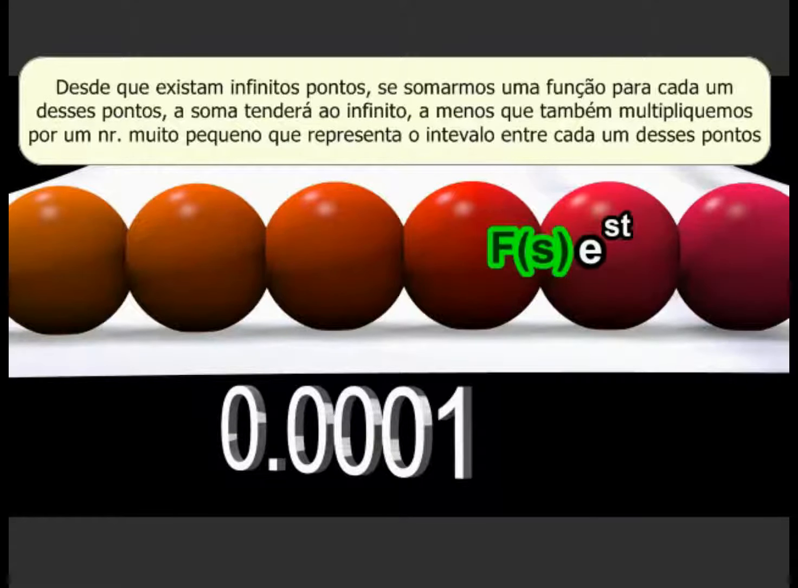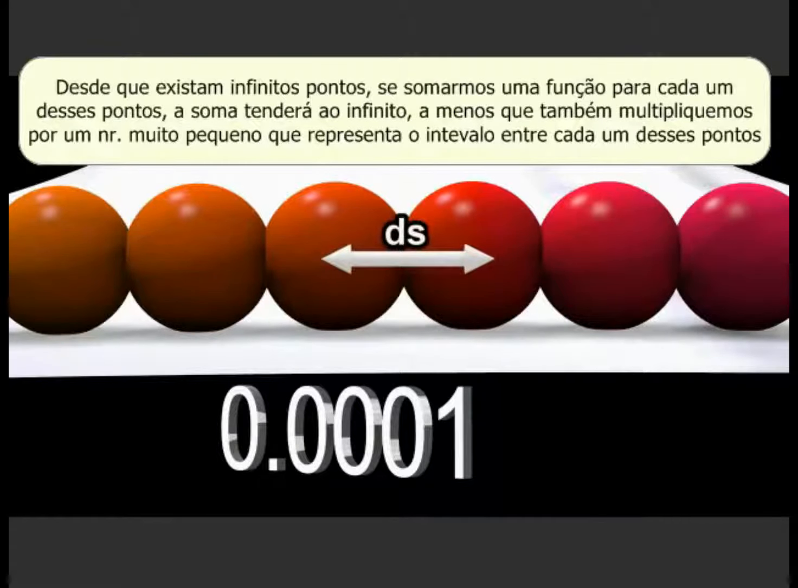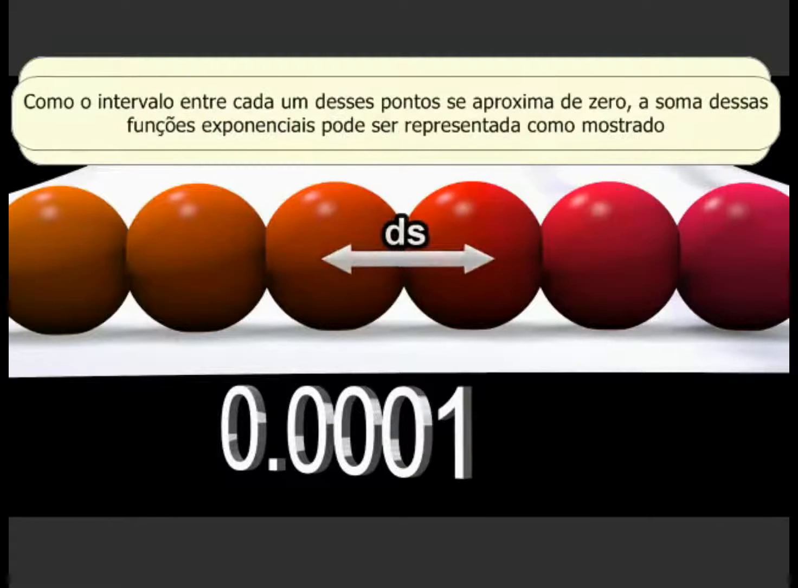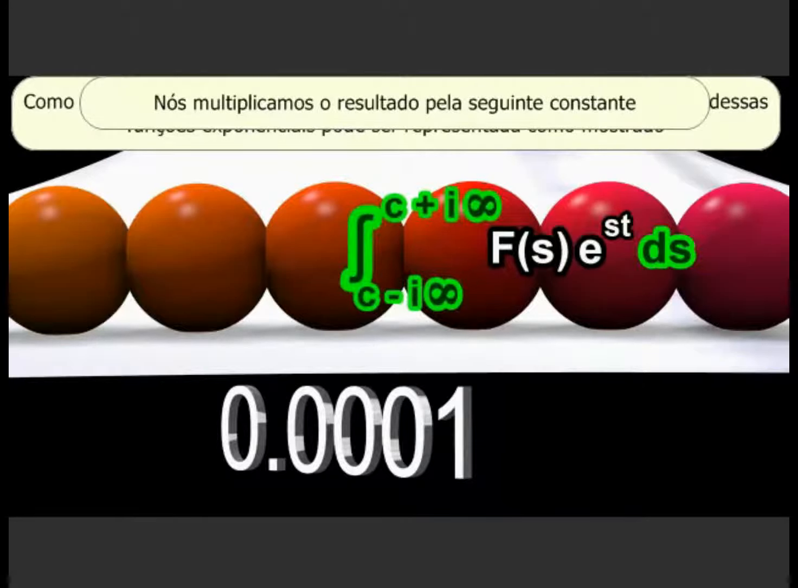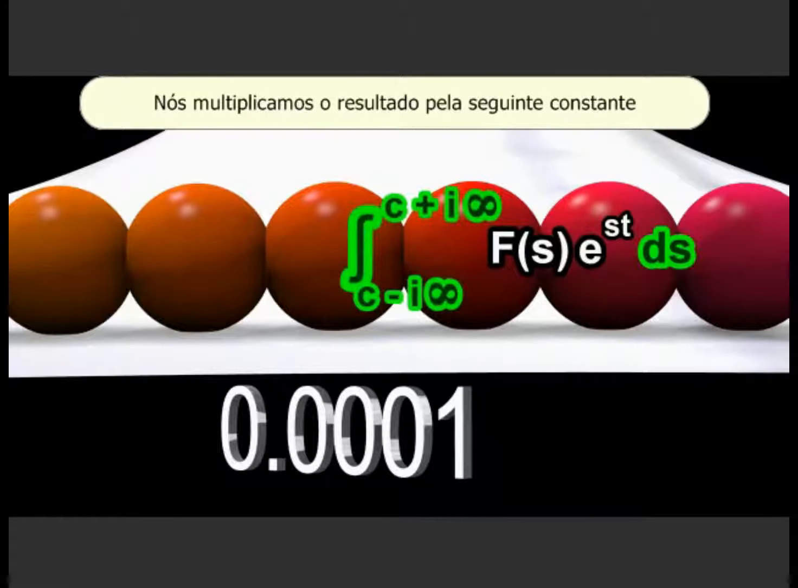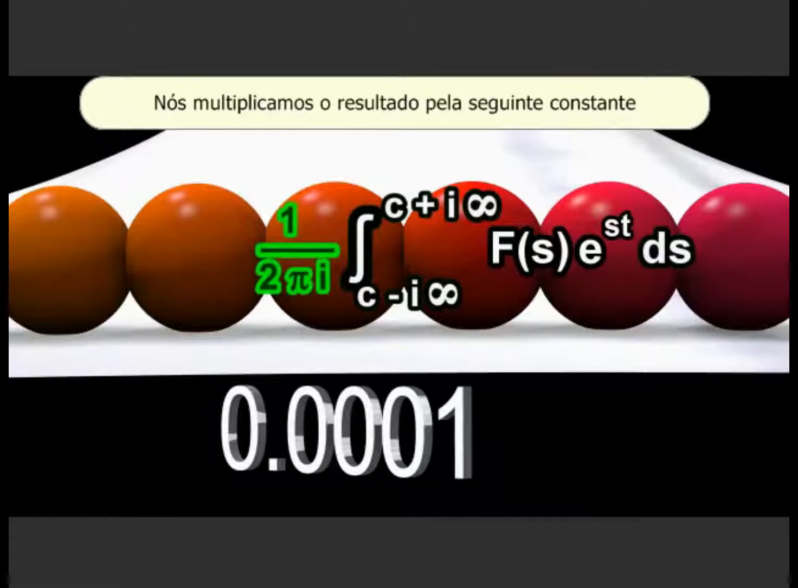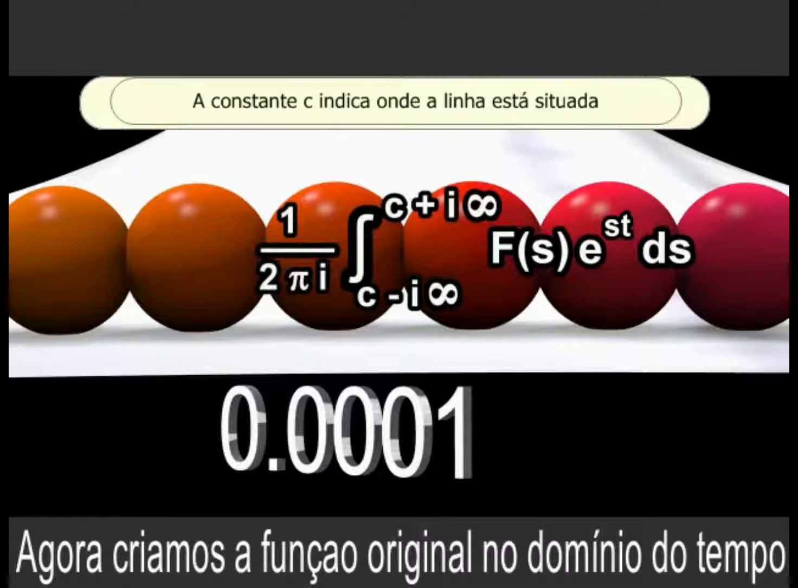Since there are an infinite number of points, adding a function for each of these points will add up to infinity, unless we also multiply by the extremely small number that represents the interval between each of these points. As the interval between each of the points approaches zero, the sum of all these exponential functions can be represented as shown. We multiply the result by the following constant. We've now created our original function of time.